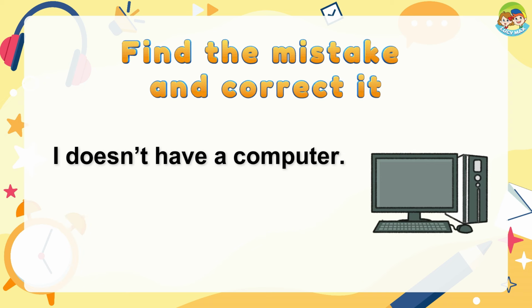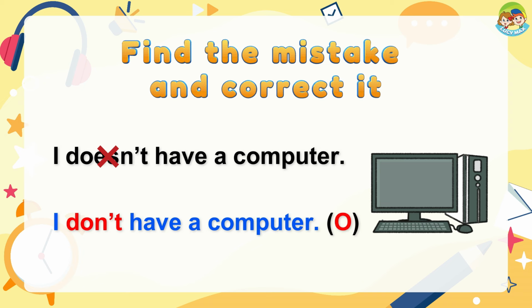I doesn't have a computer. We don't use doesn't with I. We use don't. The new sentence should be I don't have a computer.